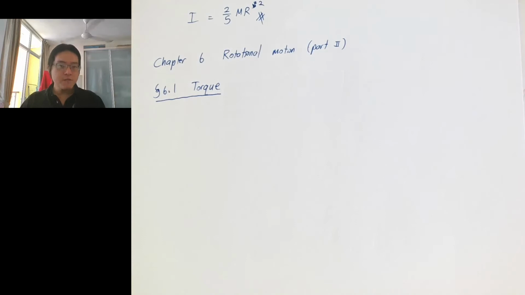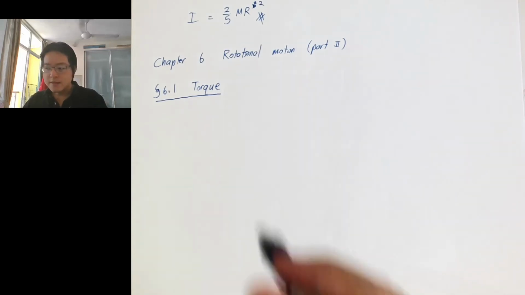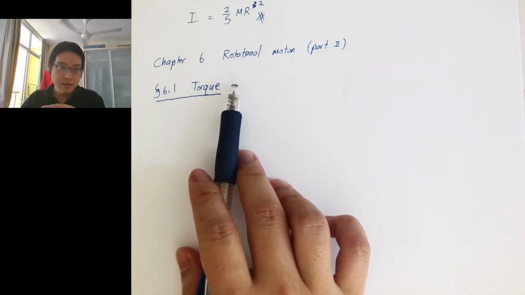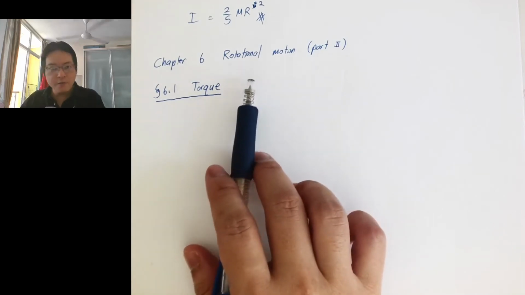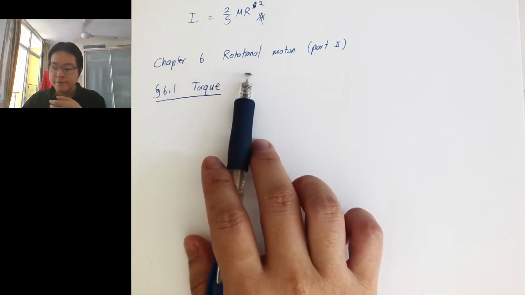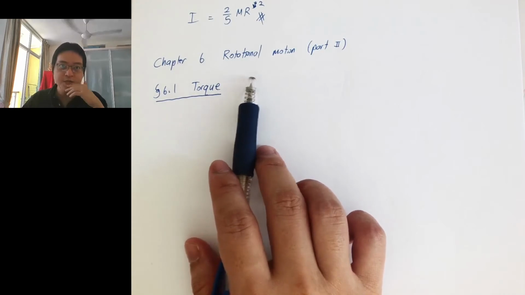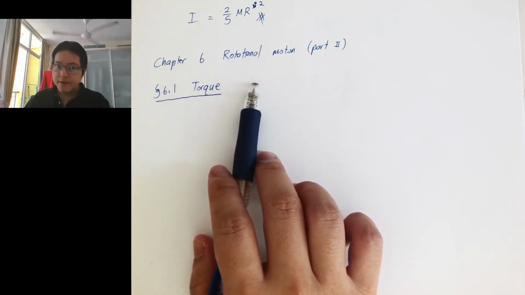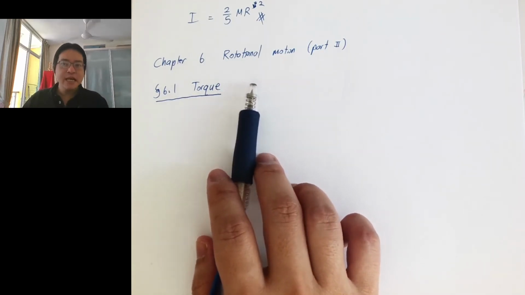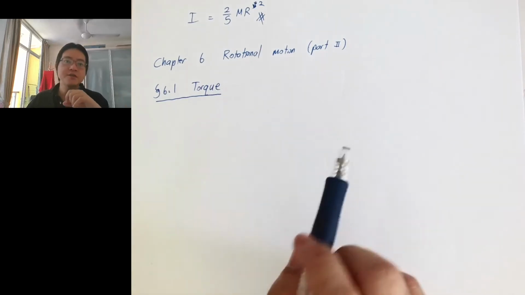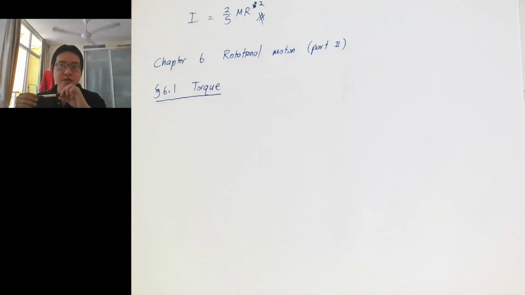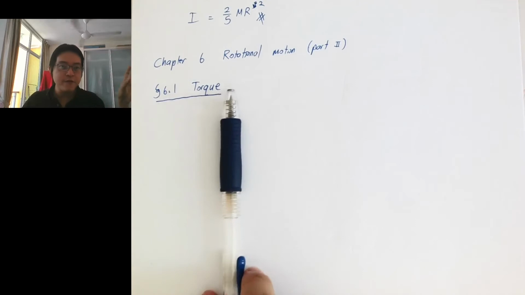For linear motion, we have velocity. Now we have angular velocity. For acceleration, now we have rotational acceleration, which is angular acceleration. Mass becomes something like a moment of inertia, and for kinetic energy, we have rotational kinetic energy. So everything carries over. So now we are doing the same thing but for force.